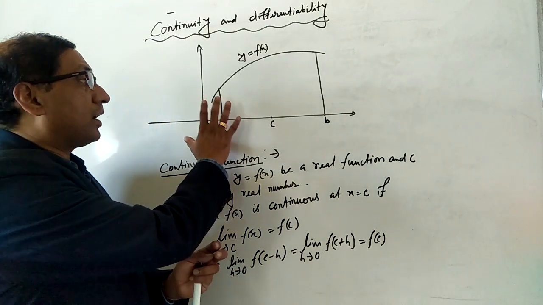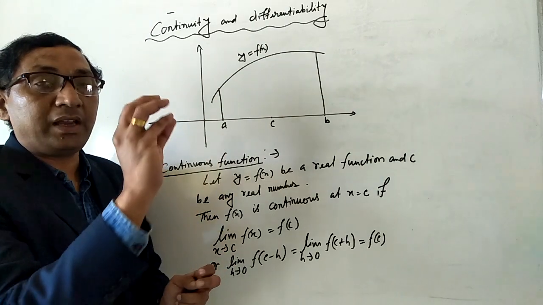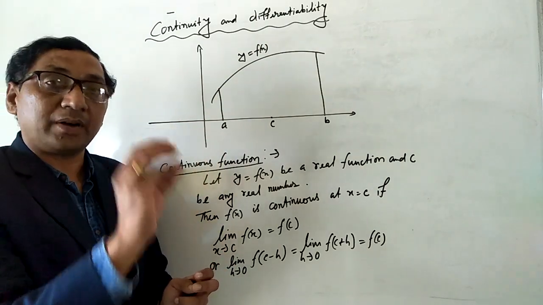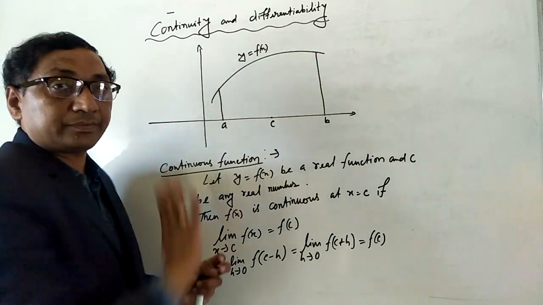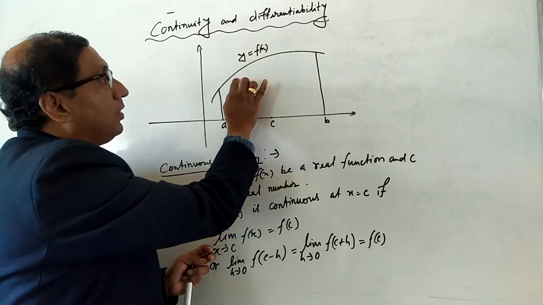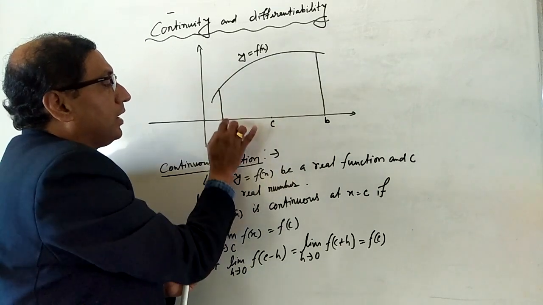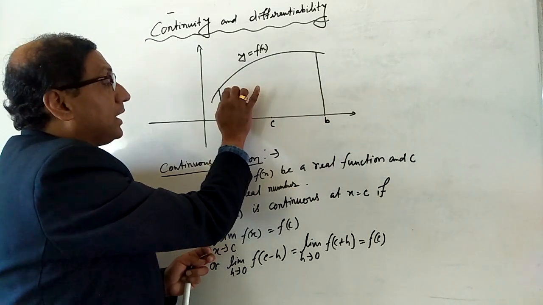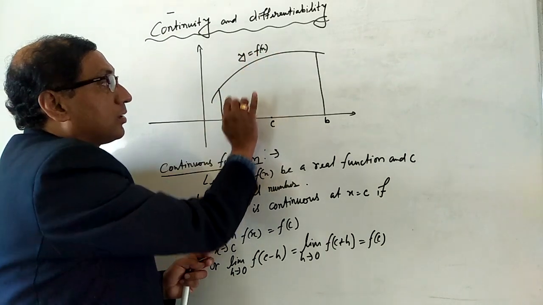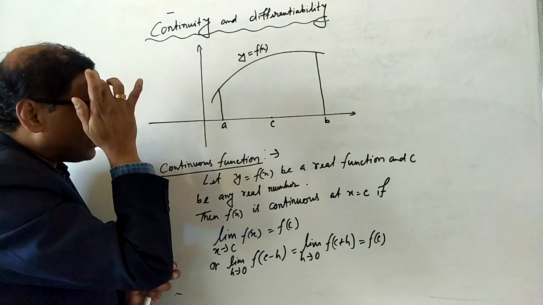Now just observe the graph of any function. Suppose y equals f(x) is a real function and its graph looks like that. If you observe the graph, you will not observe any breaking point between a and b. So we can say that f(x) is continuous, no breaking point here. Okay, so what is a continuous function?